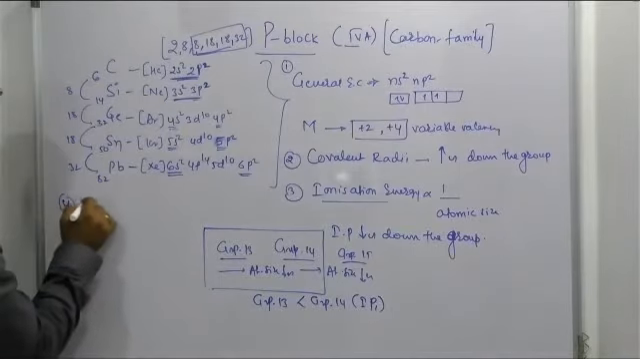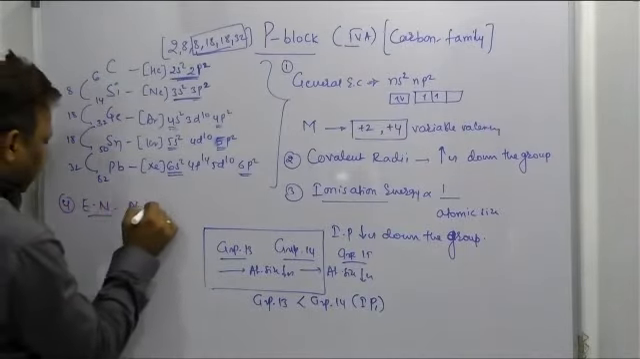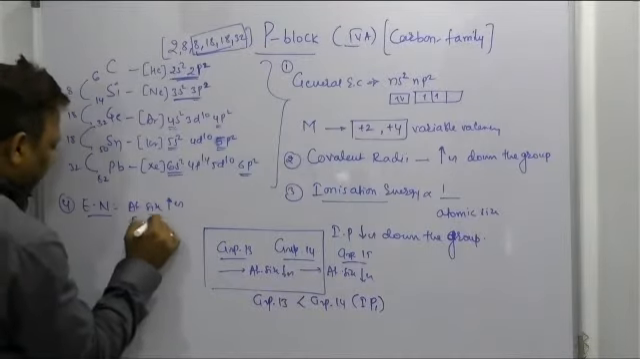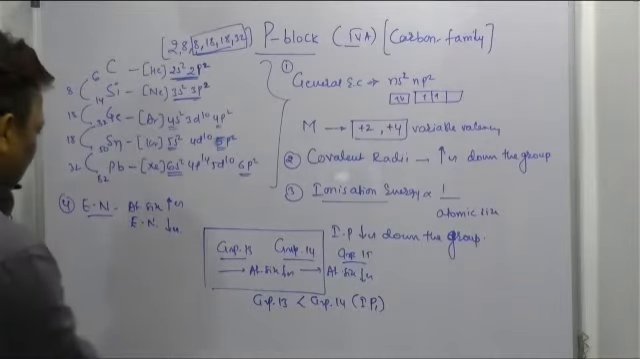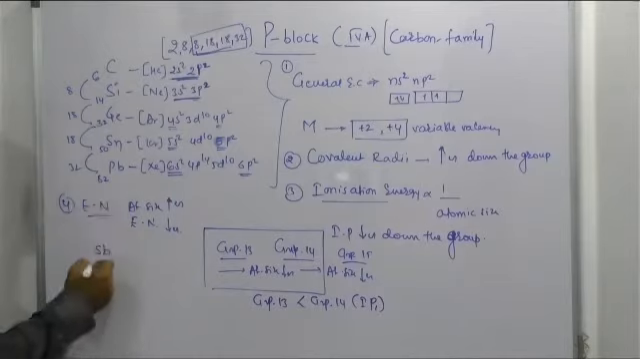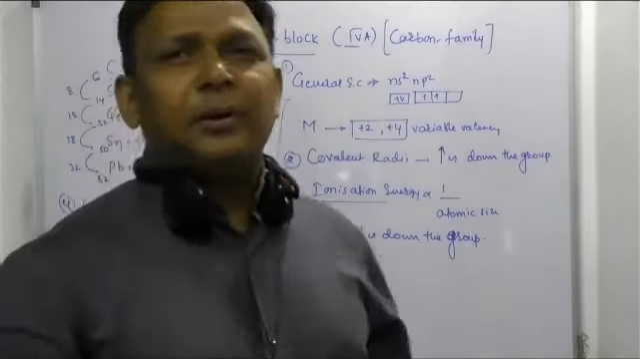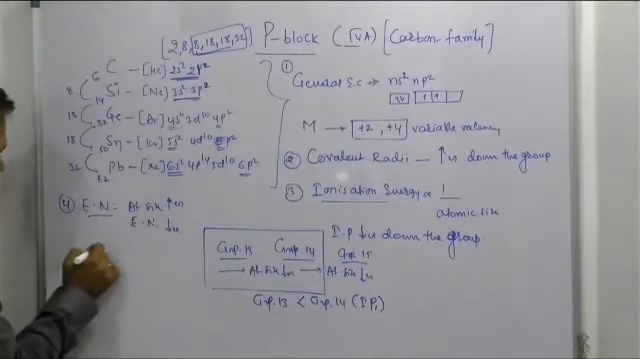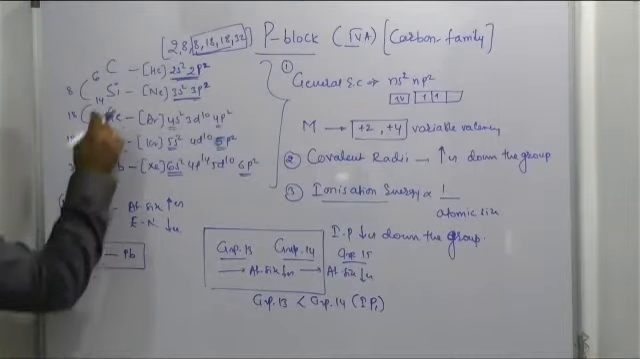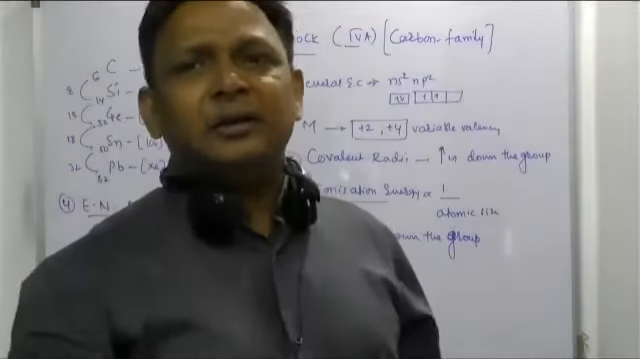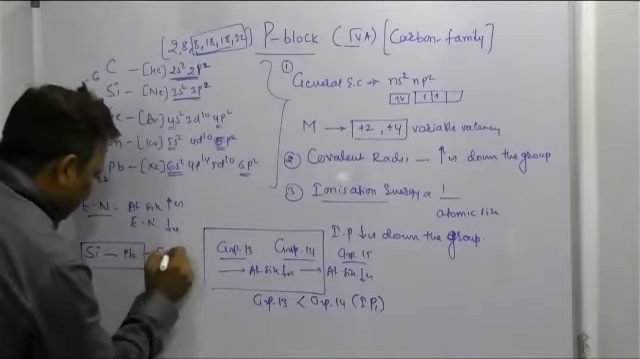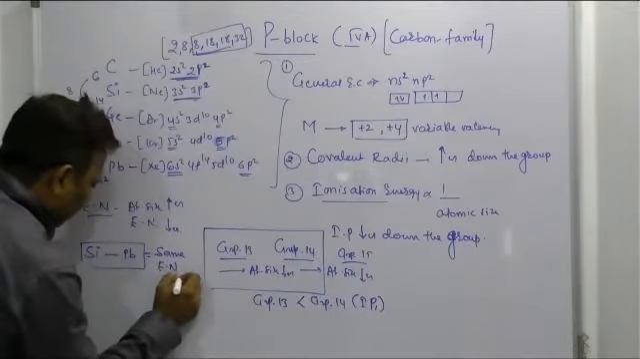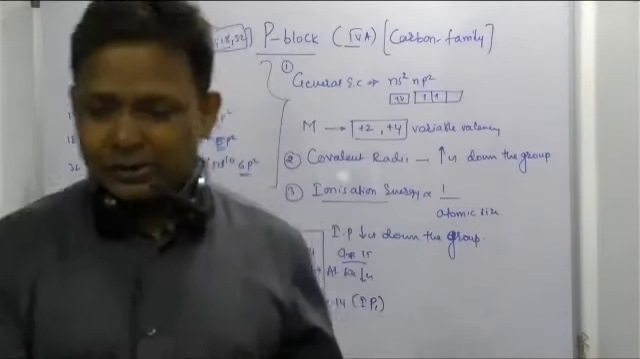Fourth point, sir, electronegativity. As we are coming down the group, atomic size increases. As the atomic size increases, electronegativity value decreases. But we don't have much variation in the electronegativity value for the elements carbon, silicon, germanium, tin and lead. From silicon to lead, these elements have nearly the same electronegativity values. So this is about the general properties of group 14 elements.